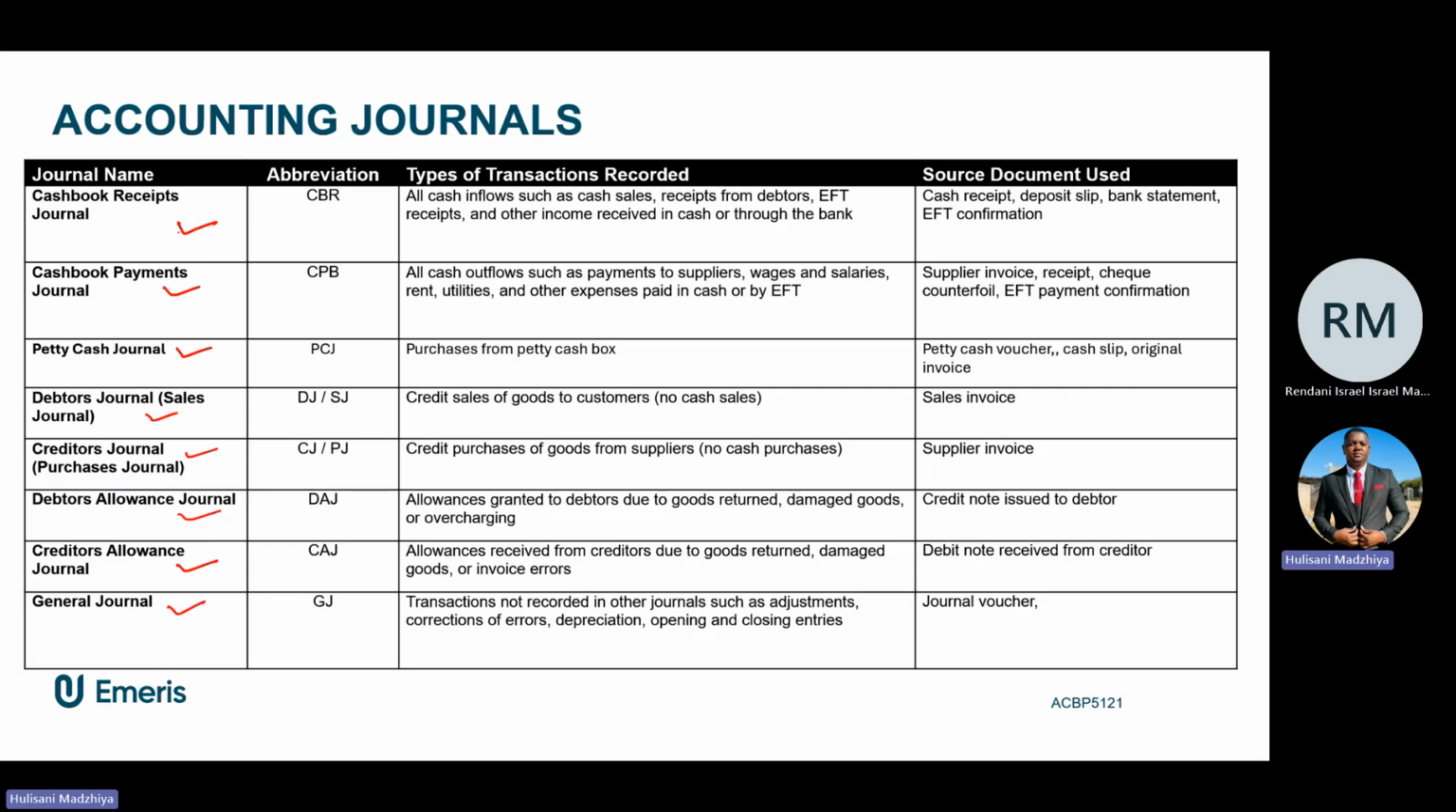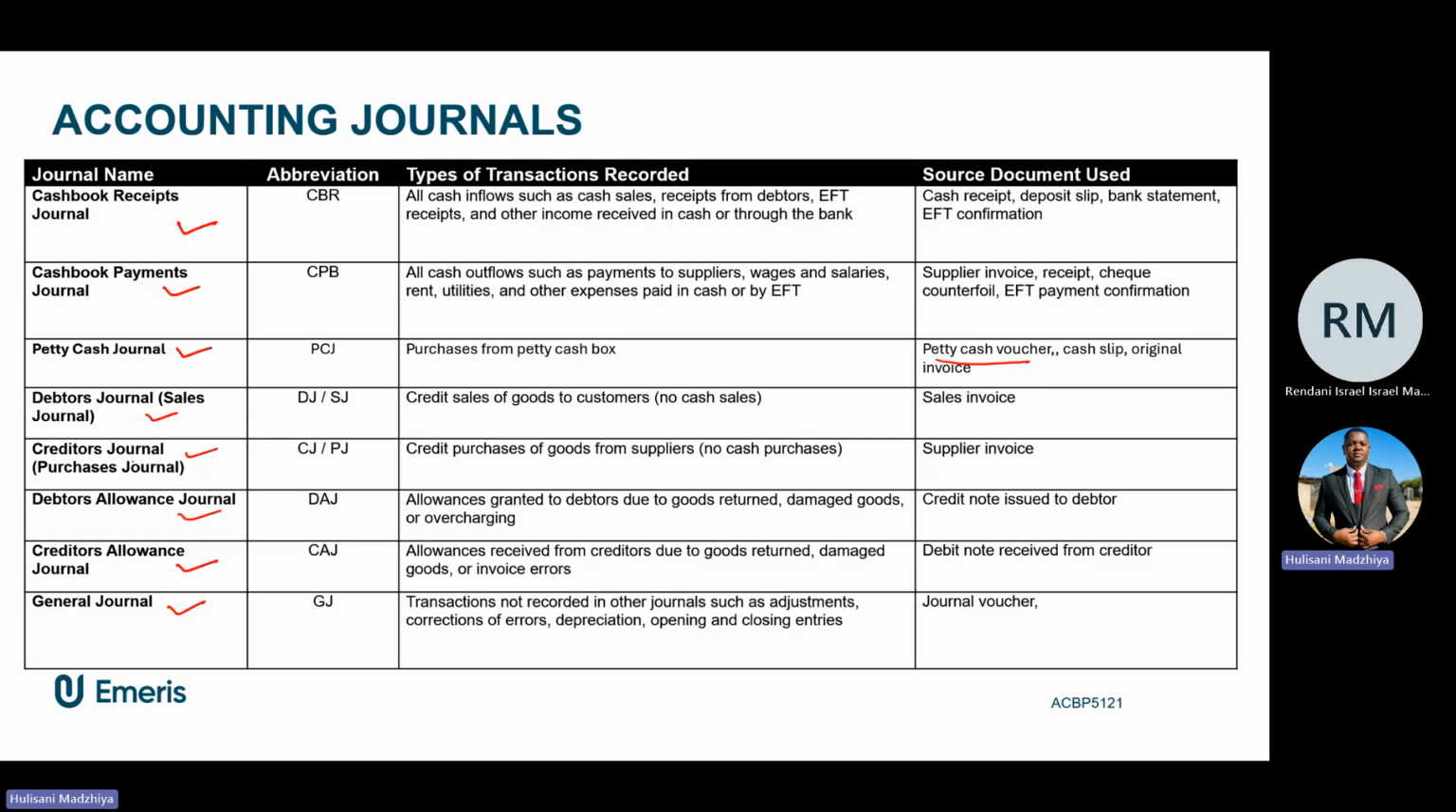Cash book receipts for all cash receipts transactions and cash sales transactions. Cash book payments for all cash payment transactions where we are paying someone, including our supplier. Petty cash journal for all purchases of small items. For this one, we create what we call a petty cash voucher in order for us to record in the petty cash journal. Debtors journal, when we are selling goods on credit. Every time you sell goods on credit to your customer, it will be recorded in the debtors journal.